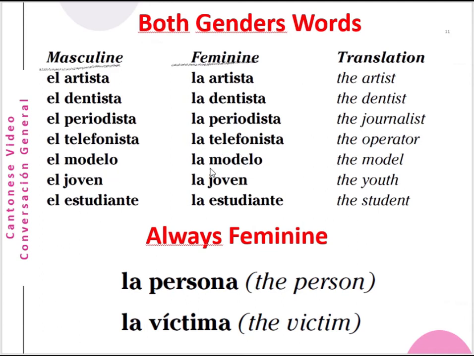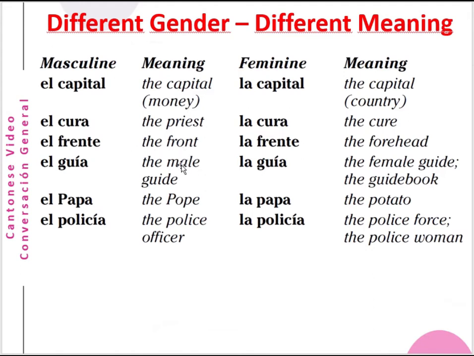El modelo, la modelo, the model. El joven, la joven, the youth. El estudiante, la estudiante, the student. And some words are always feminine. For example, persona is always feminine. The person, if you are talking about a male or female person, this noun is always feminine. The victim, no matter if it's male or female, la víctima, the victim. And for some nouns in Spanish, if you use a different gender article for them, the meaning of the word will be different. For example, el capital, the capital.